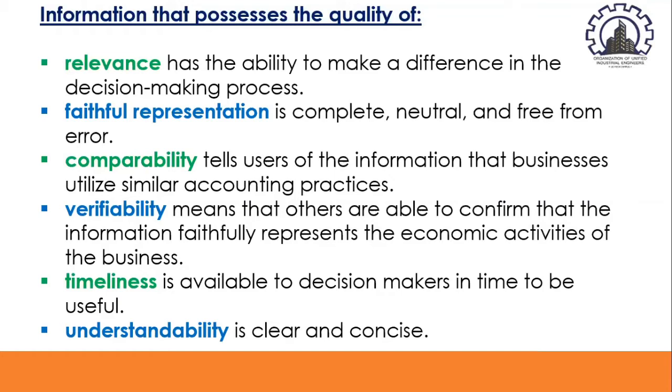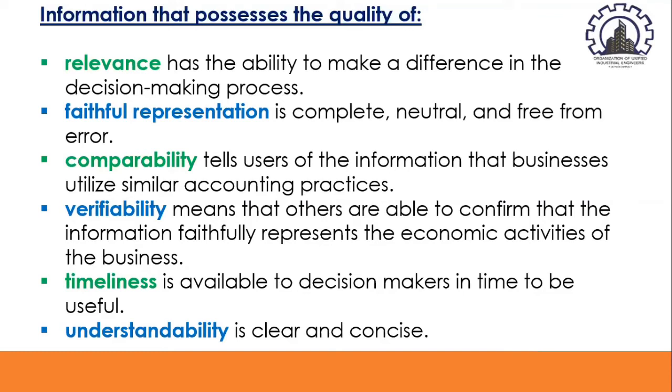And another, we have verifiability, which means that others are able to confirm that the information faithfully represents the economic activities of the business. And another quality that information should possess would be timeliness. Timeliness means it is available to decision makers in time to be useful. And finally, we have understandability. Understandability means it is clear and concise as much as possible.